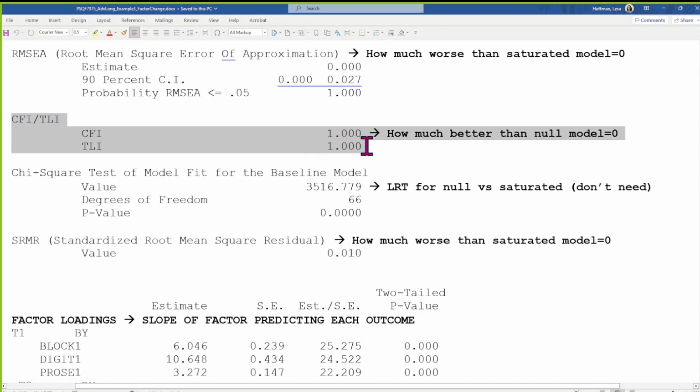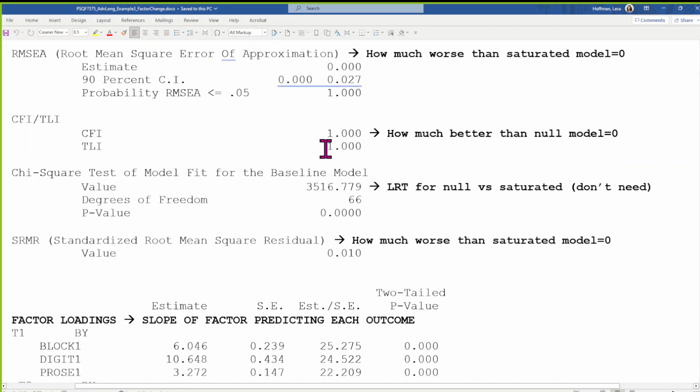CFI and TLI are from a different perspective. Rather than comparing to the best possible model, what if we compared to like the worst possible model? And how much better are we than the worst? So this would kind of be like relative to an empty model, where that's the worst you could do, like how much better have you gotten? And CFI stops at 1, TLI can go above 1, but in this case it's 1, so this is as good as it gets as well.